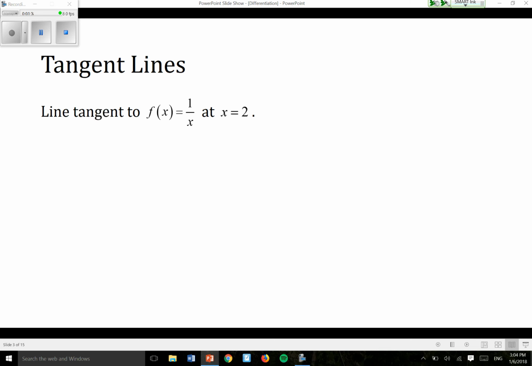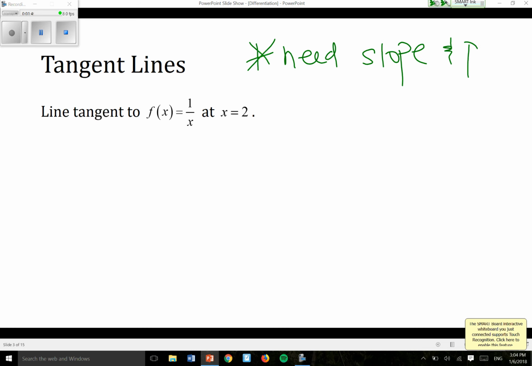There we go. I hope you remember, of all things in this class, that to write a tangent line, you need a slope and a point. Here we're going to do the line tangent to f of x equals 1 over x at x equals 2. We need a slope and a point.